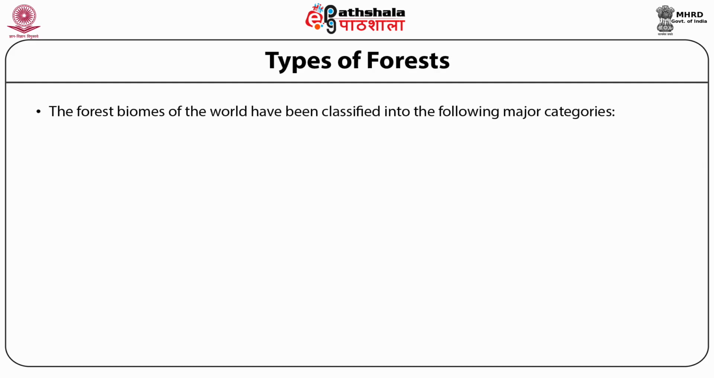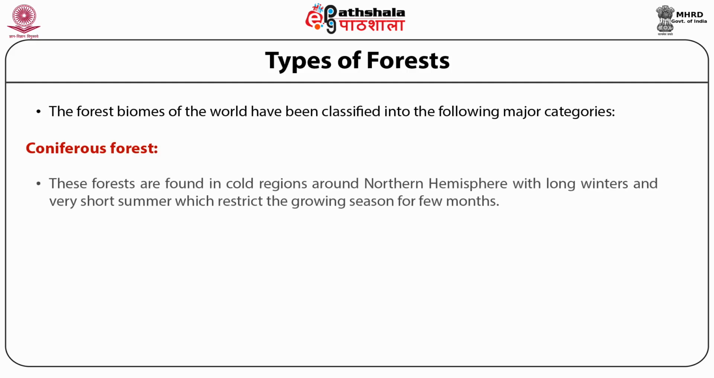Types of forest. The forests of the world have been classified into the following major categories: conifer forest, tropical forest, and temperate forests. All these forest biomes are generally arranged on a gradient from north to south or from high to lower altitude. The first type of forest is coniferous forest. These forests are found in cold regions around the northern hemisphere with long winters and very short summers, which restrict the growing season to a few months.